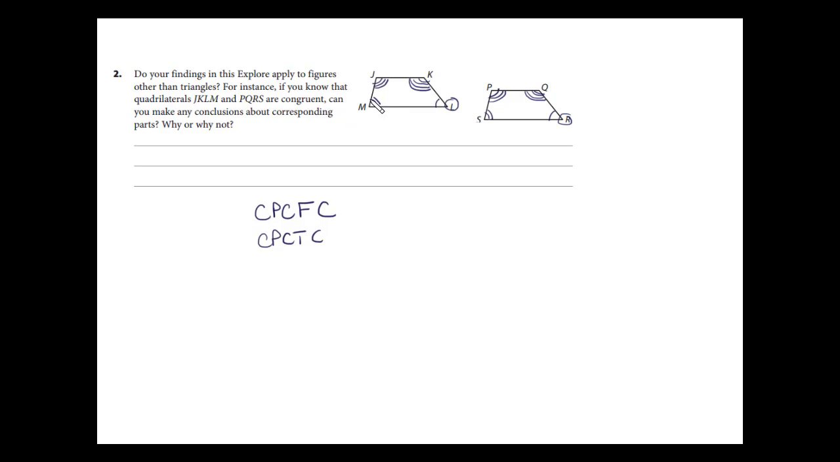So we can make the same conclusions about the sides. One thing we could say is that JM must be congruent to, and if we get the letters correct, PS. So that would be a congruent statement. And the answer to our question, can we make conclusions about corresponding parts? Yes, we can. Because if shapes are congruent, all their parts have to be congruent as well.